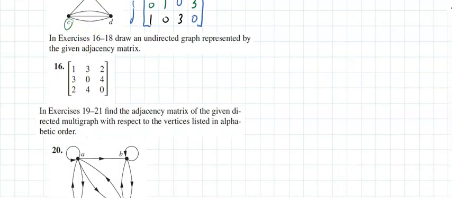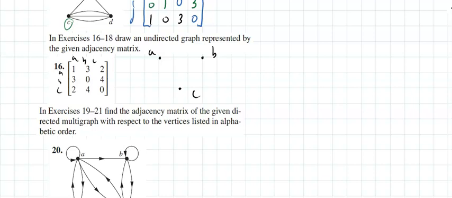Draw an undirected graph represented by the given adjacency matrix. All right, how do we do that? We have A, B, and C. So A, B, C, A, B, C.